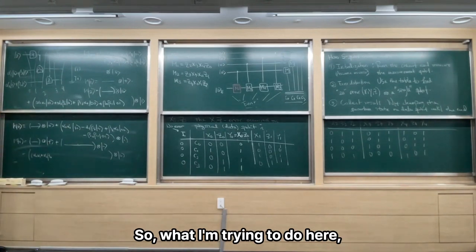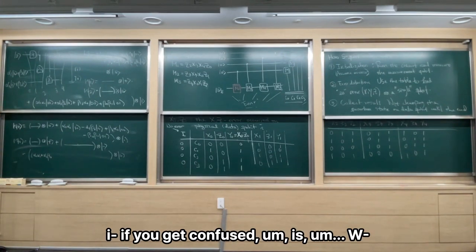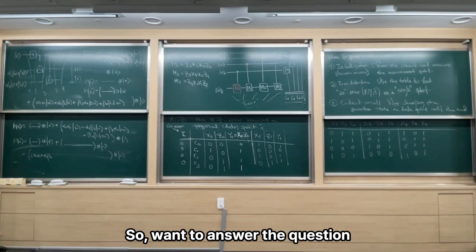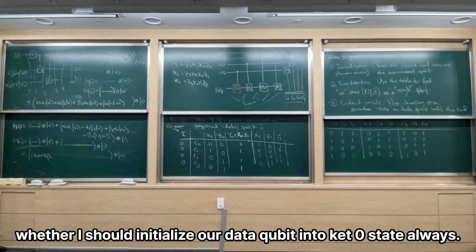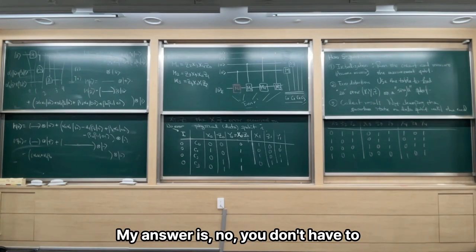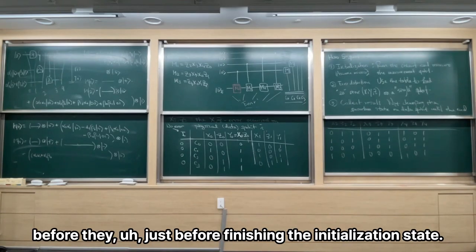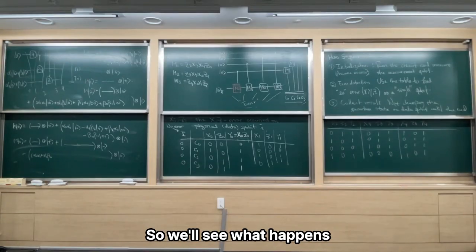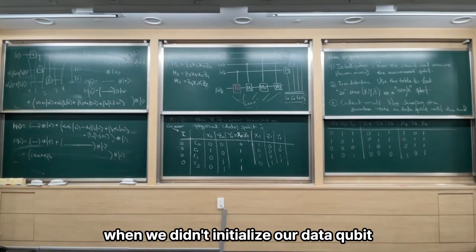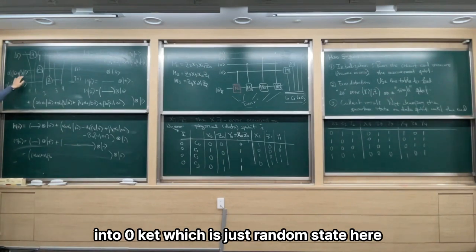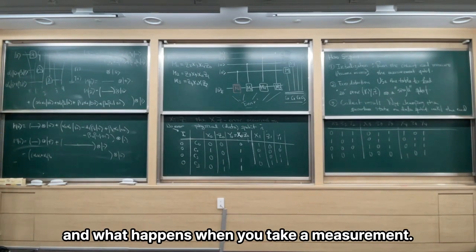Okay. So what I'm trying to do here, if you get confused, is, what was I trying to do? I want to answer the question whether I should initialize our data qubit into ket 0 state always. My answer is no, you don't have to, unless you take a measurement at the end, just before finishing. So we'll see what happens when we don't initialize our data qubit into ket 0, which is just a random state here, and what happens when you take a measurement.